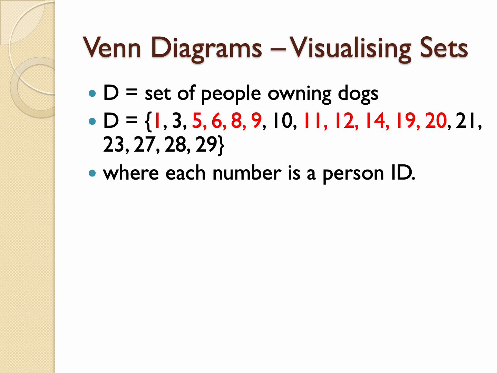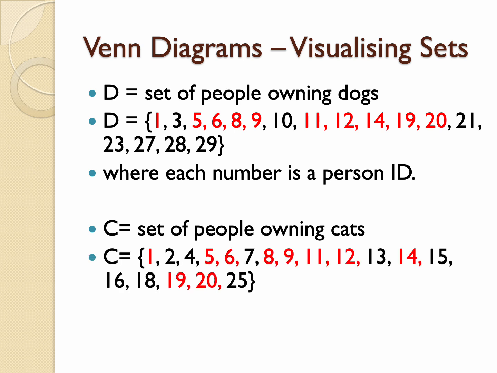Similarly, C is the set of people owning cats. And here is their list of IDs. Again, there's nothing special about IDs. I just chose these numbers to represent the IDs of cat owners. You will notice that there are numbers that again appear in red.